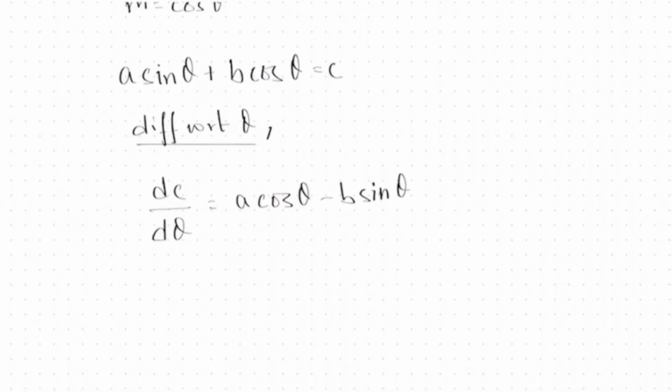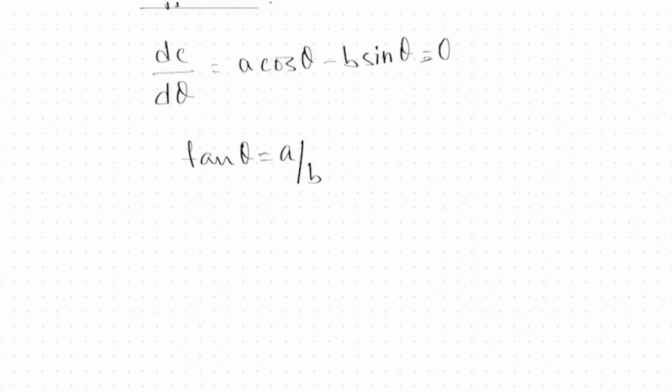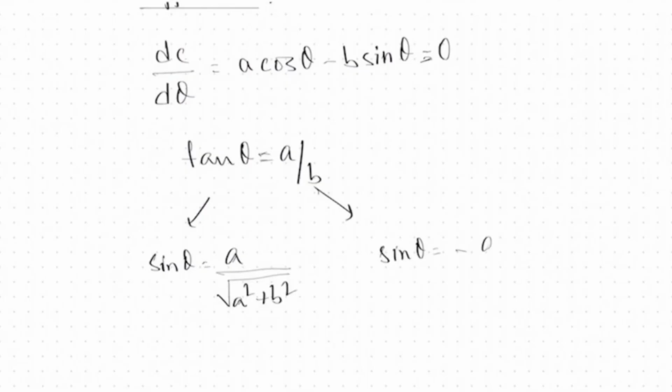And when it comes to maxima or minima, the differentiated function is always equal to 0. So we get tan theta equals a by b from this, and this has two possibilities. Either sine theta equals a by root under a square plus b square, or sine theta equals minus a by root under a square plus b square.